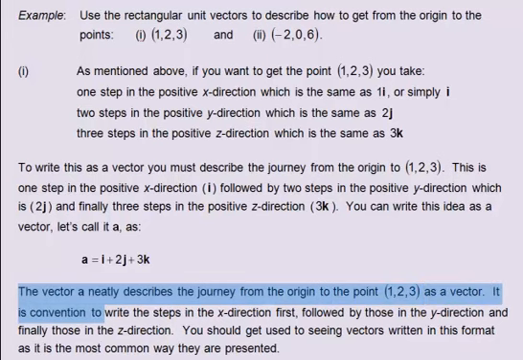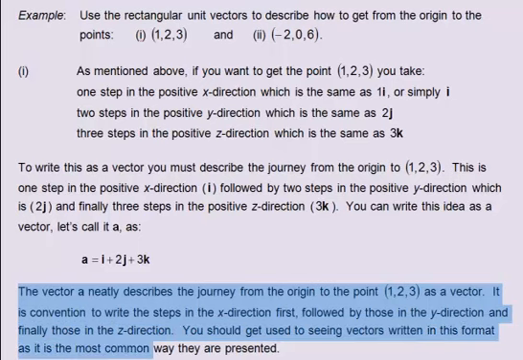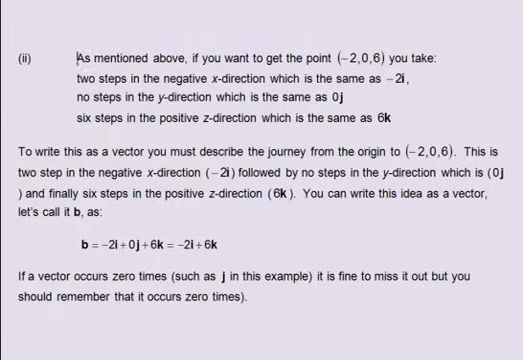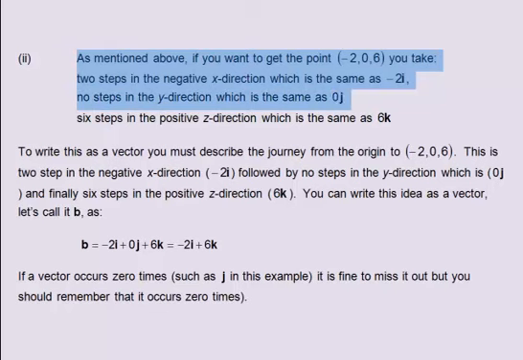It is convention to write the steps in the x direction first, followed by those in the y direction, and finally those in the z direction. You should get used to seeing vectors written in this format, as it is the most common way that they are presented. 2. As mentioned above, if you want to get to the point -2, 0, 6, you take 2 steps in the negative x direction, which is the same as -2i, no steps in the y direction, which is the same as 0j, and 6 steps in the positive z direction, which is the same as 6k.